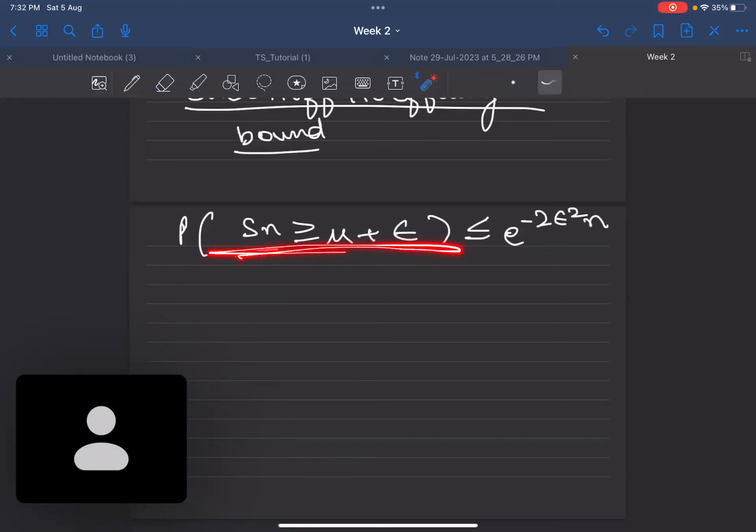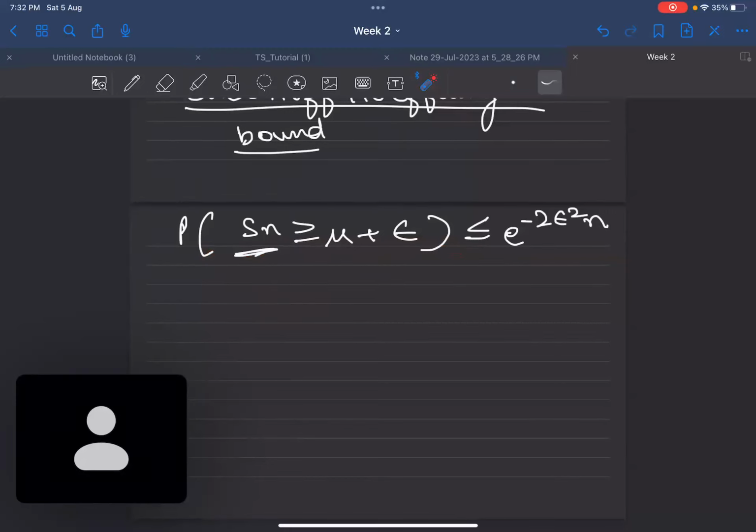So what does this equation tell me? You told me this is the estimated mean, this is the true mean, and this is the error. Now what does this equation tell me? Ma'am, as the error increases, the probability of that error will decrease.